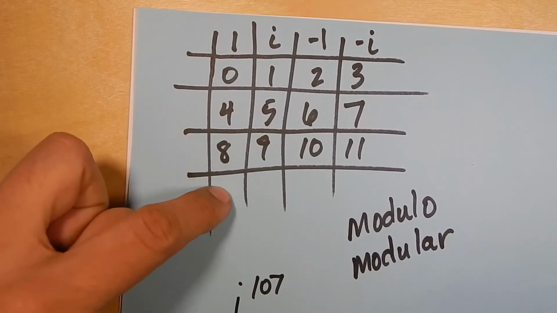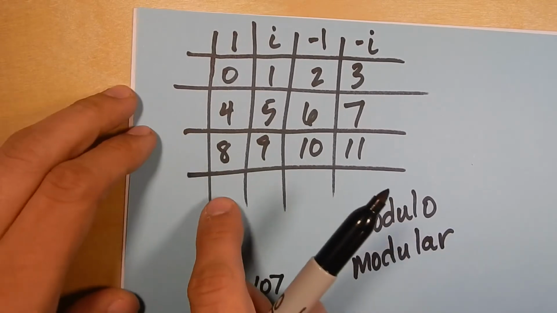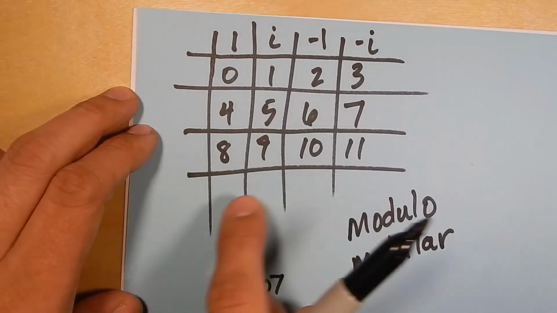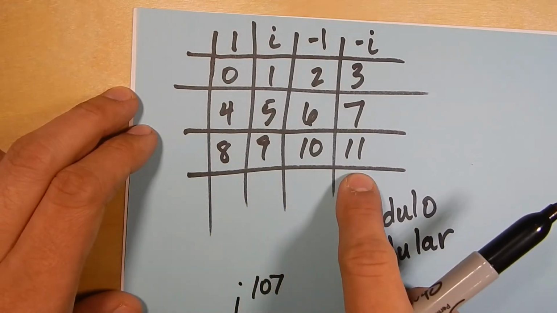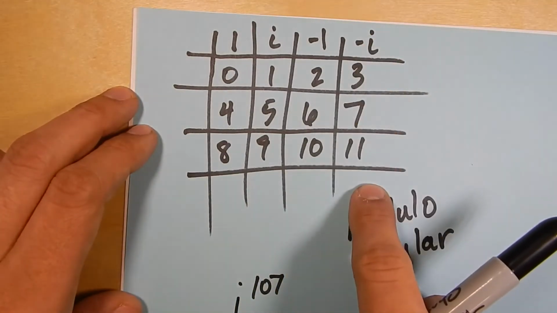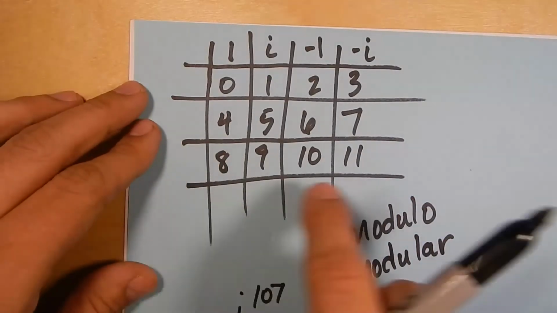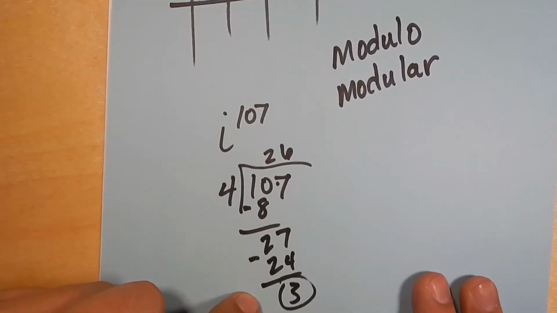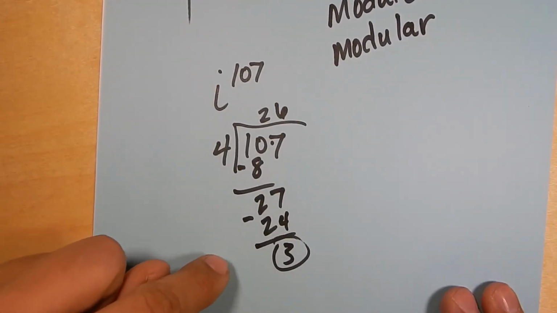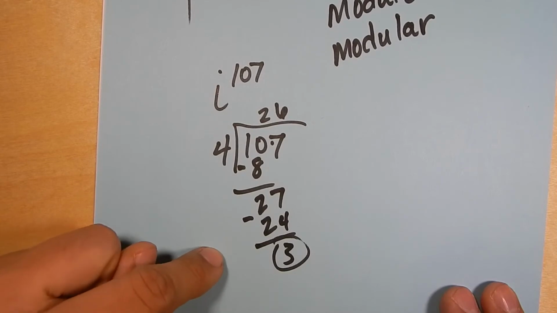So notice that 100 is divisible by 4. So 100, 101, 102, 103, 104, 105, 106, 107. So we would end up in this column. And that's another way to do it. You could just think of a multiple of 4 that's close to where you are, and just count from there. But this is the really quick way to find powers of I.